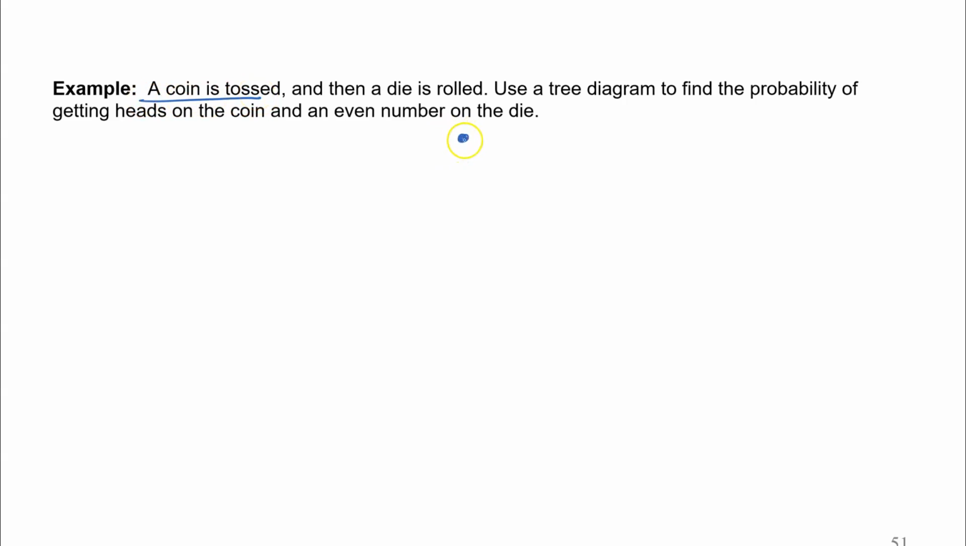So we start at the top with our dot. We ask ourselves, well, if we toss a coin, what could happen? I could get a heads, I could get a tails. So this first layer here, this is the coin. And it doesn't matter which order we do this in.